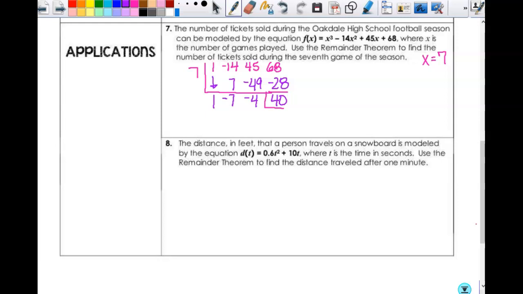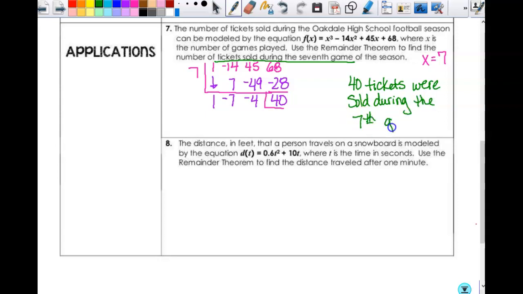During the 7th game. Good, because it says right here. No, you said on the 7th game or for the 7th game. So use it to find the number of tickets sold during the 7th game of the season. So we can say 40 tickets were sold during the 7th game. What is the difference? Does this seem like a reasonable answer?